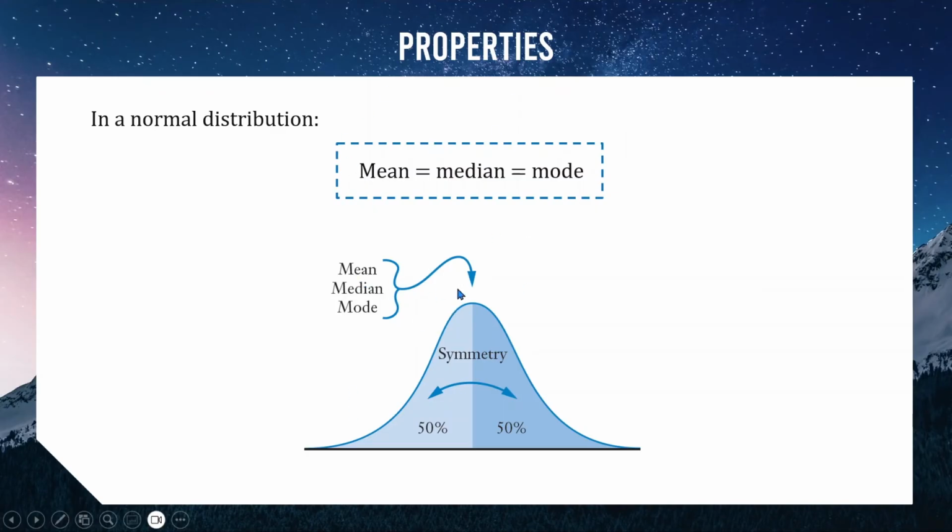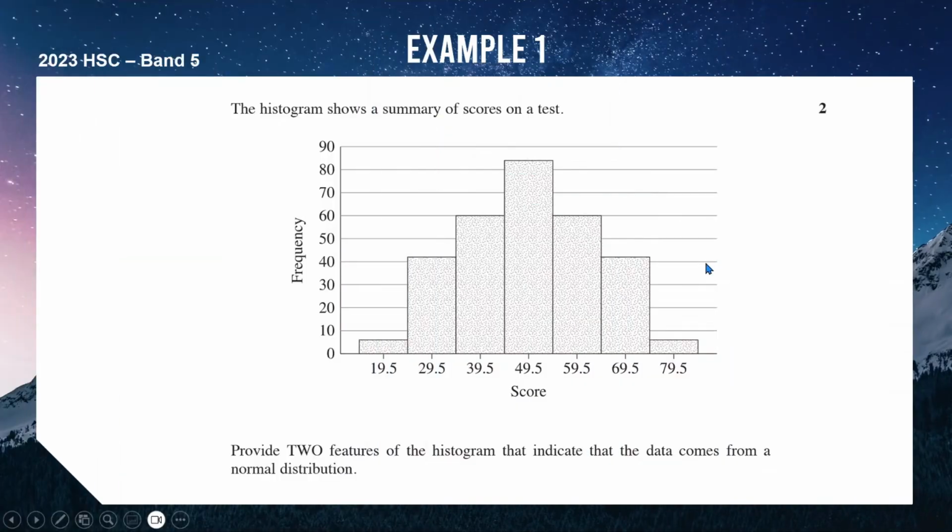Like I said, we have mean, median, mode smack bang in the middle, and we have a perfectly symmetric data set, 50% below the mean, 50% above the mean or median, as you would expect. This leads into a question from last year's or 2 years ago's HSC exam, and it was a band 5 because a lot of people struggled to pull 2 marks on this one.